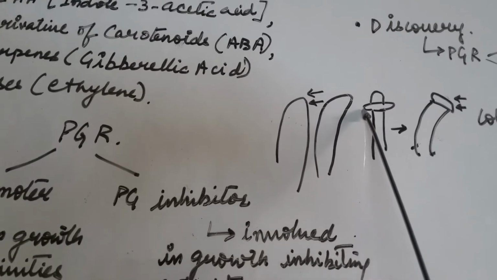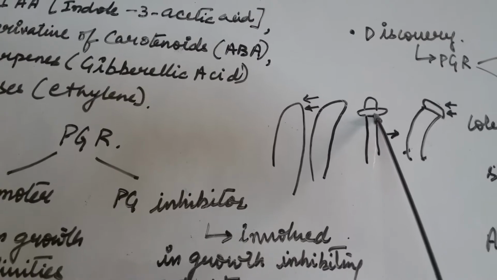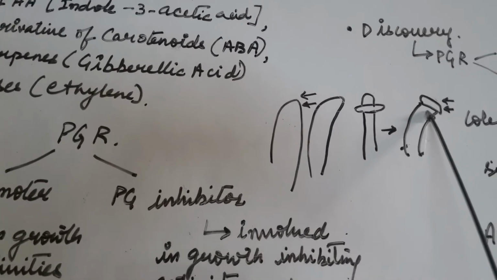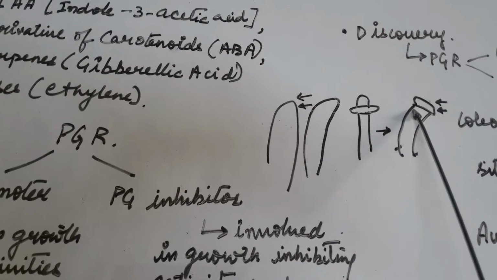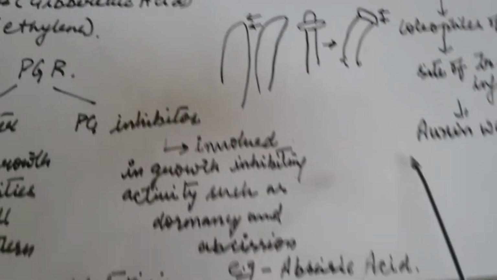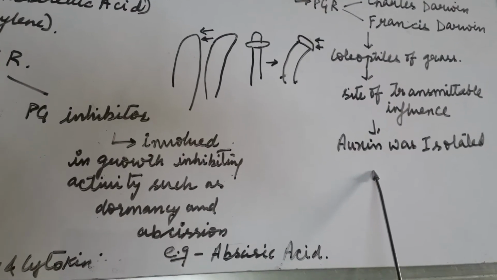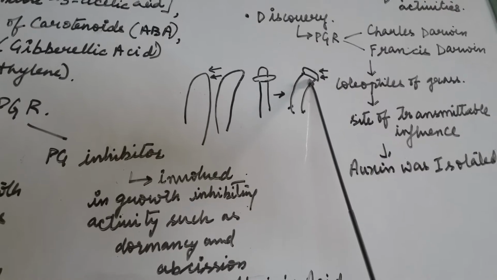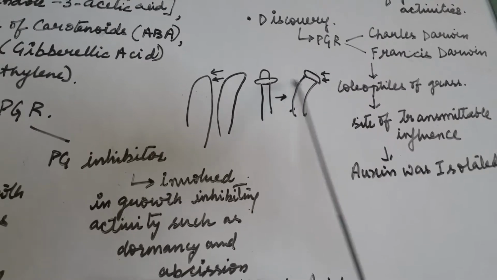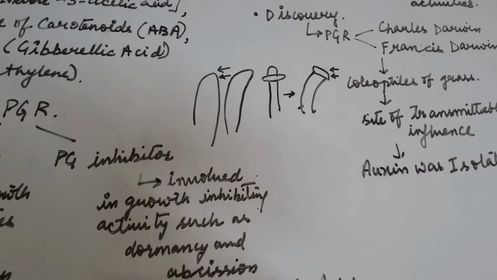Then they observed that the tip of the coleoptile was the site of a transmittable influence that caused the bending of the entire coleoptile, and auxin was isolated from the tip of coleoptiles of seedlings. Thereby, it shows that plant growth regulators are present at the tip of the plants or the leaves.